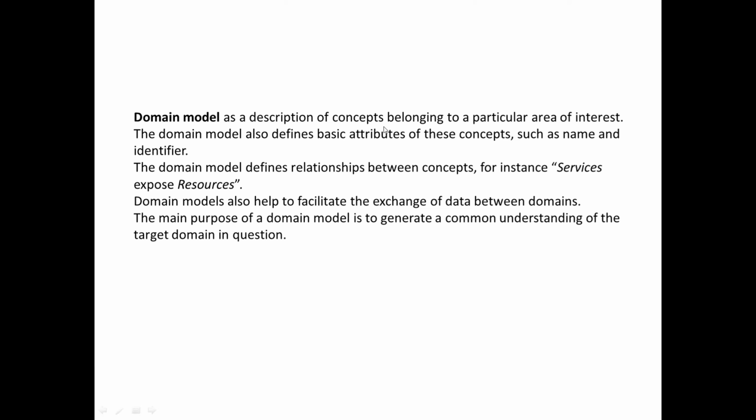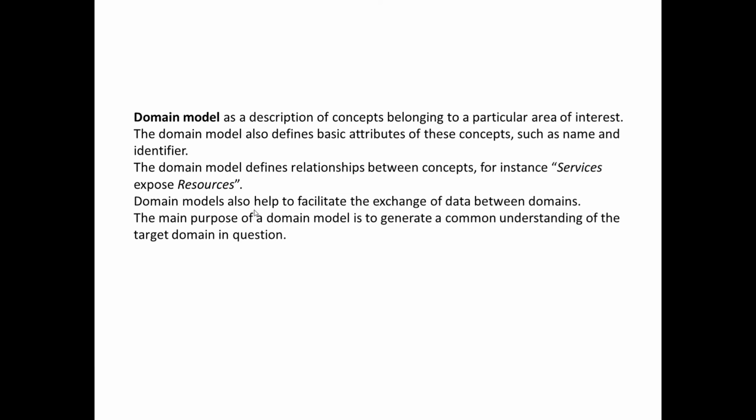The domain model describes the concepts belonging to particular areas. In the IoT domain model, the basic attributes are the concepts, such as the name and identifiers. The basic point is the name identifiers. What names are identified, and the domain identifier, the relationship between the concept, interfaces, services, and exported resources. What are the resources? Collecting the resources. What are the connecting services? The cloud services, big data, Hadoop services, things like that.